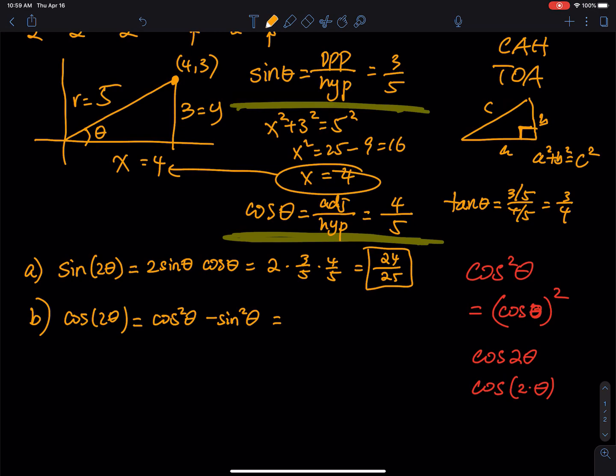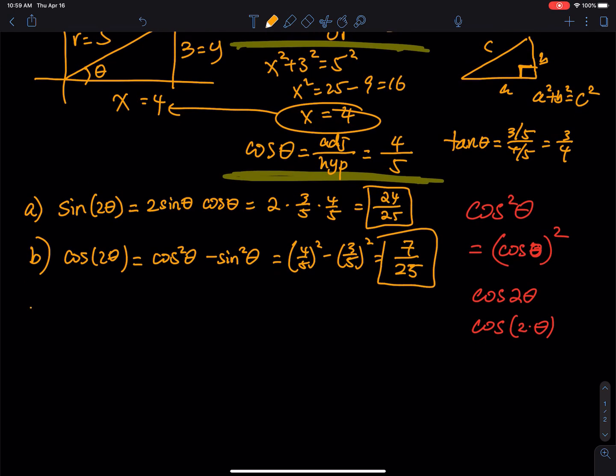And then you have cosine squared theta, so you square the cosine, so 4 over 5 squared minus 3 over 5 squared. This one, I will just give you the final answer, that equals 27 divided by 25.